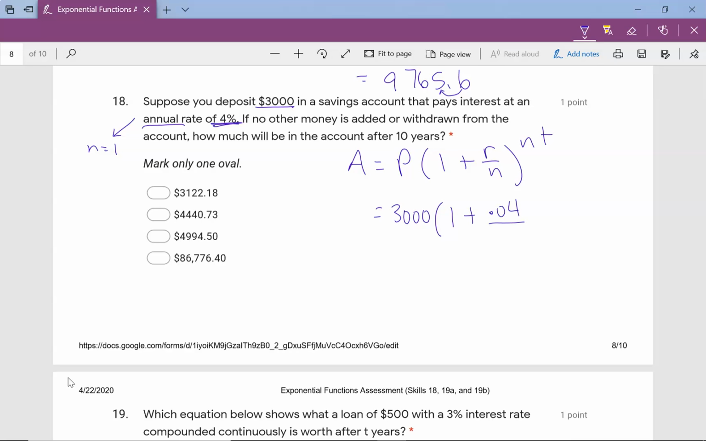The number of compounds, this is an annual thing, so that's just going to be 1. So I don't really have to put that. And then this n is also 1. And t is going to be the number of years, so 10. Simplifying the parentheses, I'm going to get 1.04, and my exponent will be 10. So I'm just going to put this in on the calculator. Calculator gives me 4440.73, which would be the second choice.